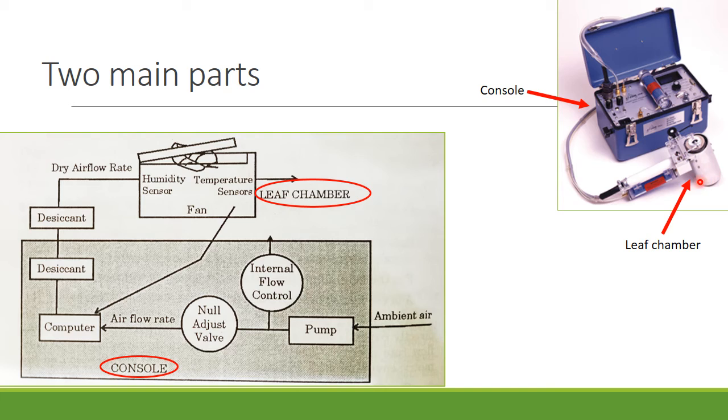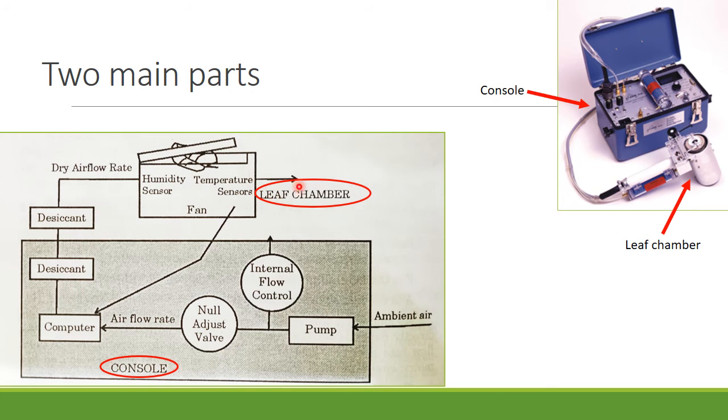The cylindrical chamber of Li 1600, for example, is made of nickel plated aluminium to minimize water absorption. The sensor inside the chamber checks several environmental parameters. For example, leaf and air temperatures, relative air humidity, and also PAR, that is photosynthetically active radiation.